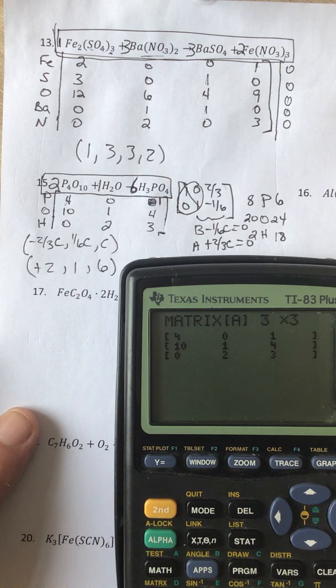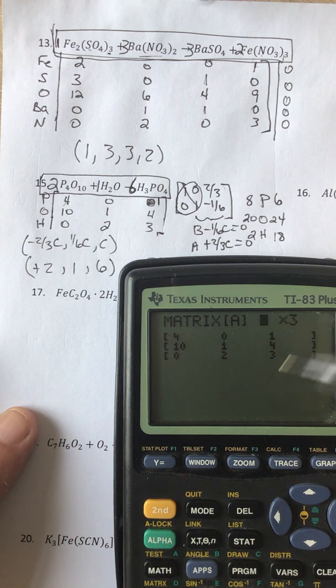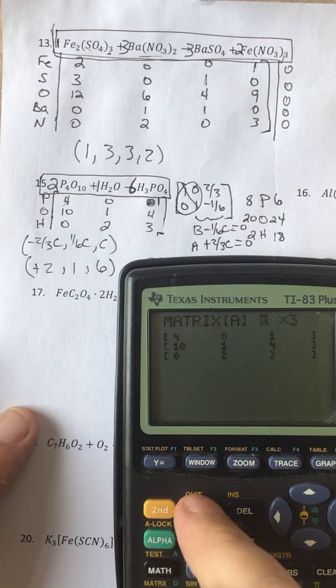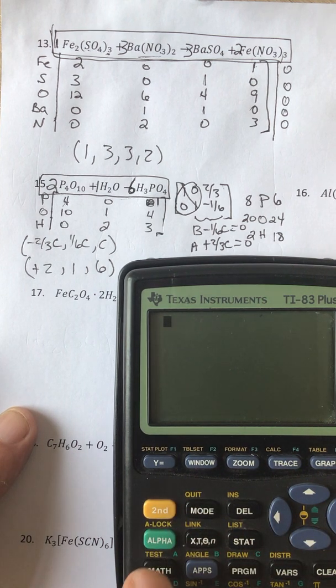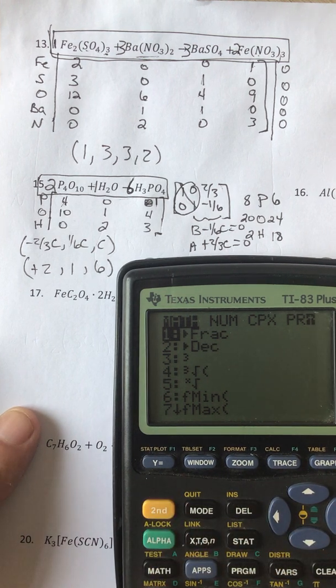Okay, well that's why we check it. So I had to go back and take a look at the video. So here's the matrix, 4, 0, 1, 10, 1, 4, 0, 2, 3. That all looks good. But I'm pretty sure when I did that, all I did was say math fraction, and it gave me the previous answer.